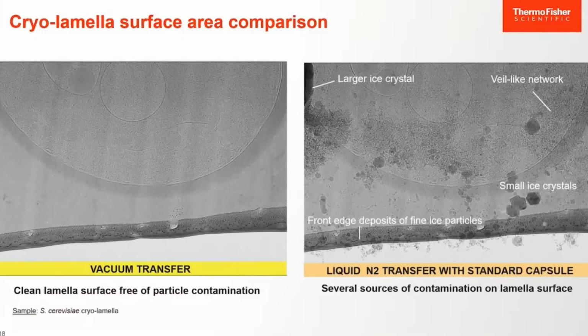And if you look at the vacuum transfer result or the vacuum capsule result, it looks much more clean. And so if you would like to select specific areas from the lamella for your tomography acquisition, then of course you benefit much more from a clean sample. And that is what you can see. And this is something we see, let's say, repeatedly. Of course, this is statistically validated.